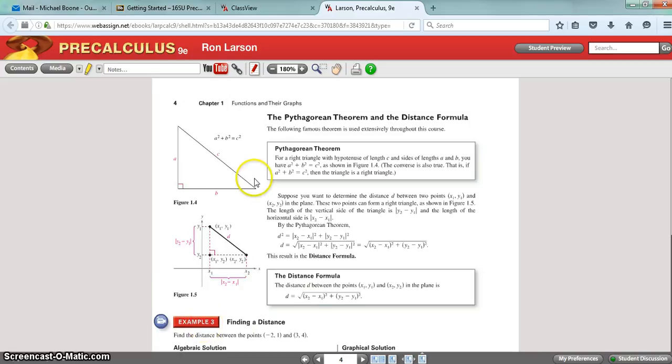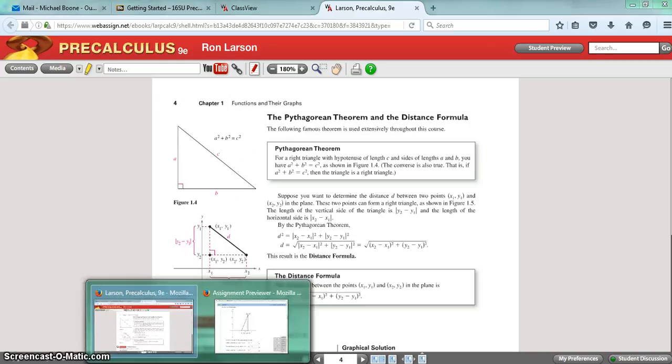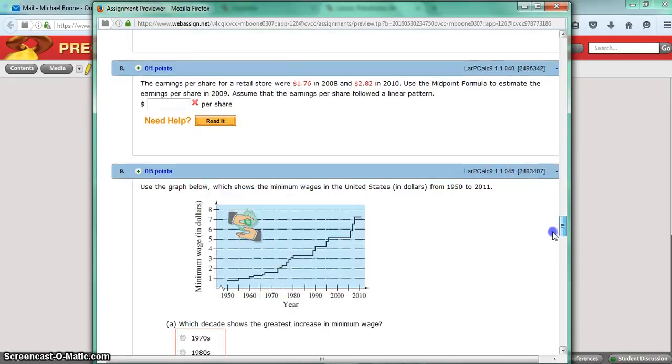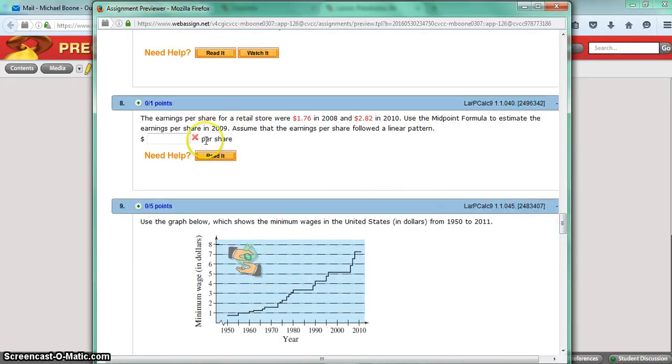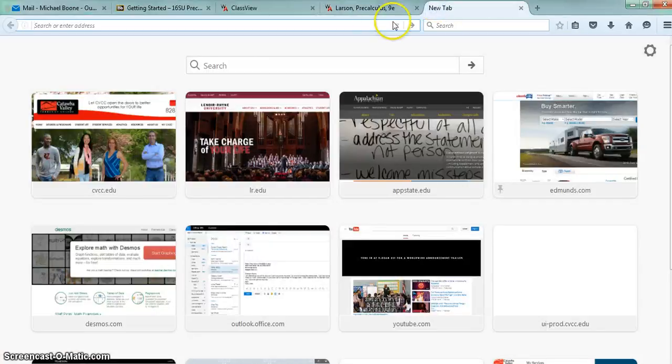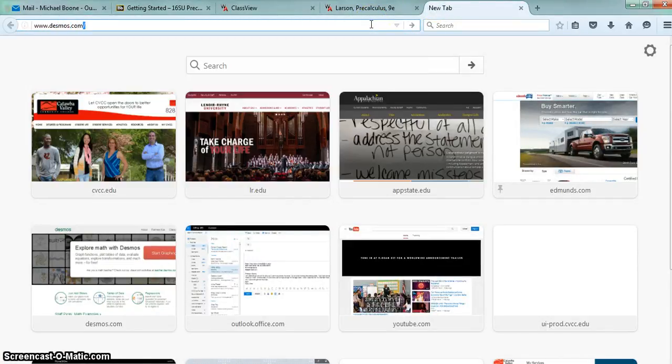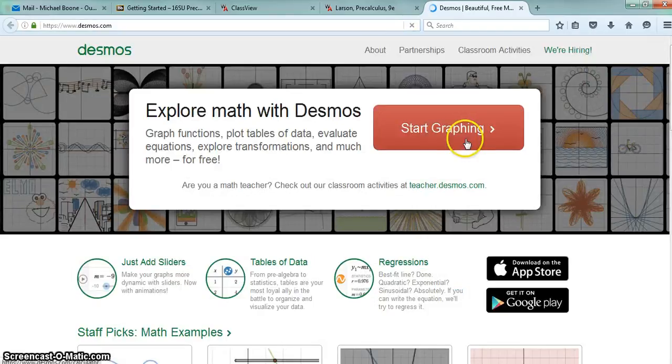And so another question from this section we could look at is number 8. It says the earnings per share for a retail store were $1.76 in 2008 and $2.82 in 2010. Use the midpoint formula to estimate earnings per share in 2009. So what I would do for this question is I probably would want to see the points, and then we could look at how we define these points.